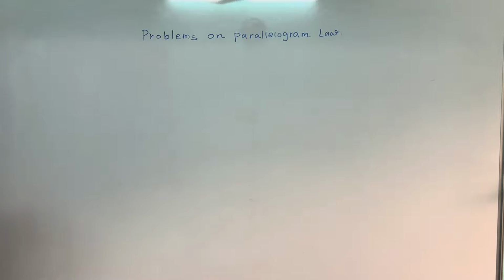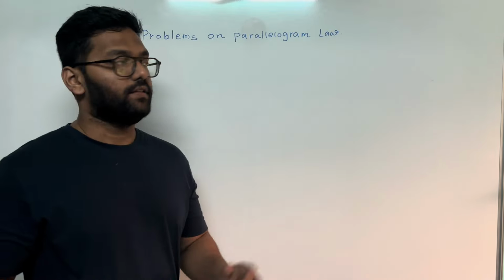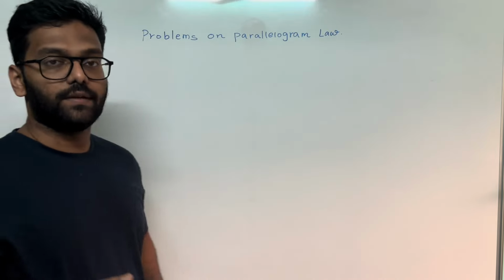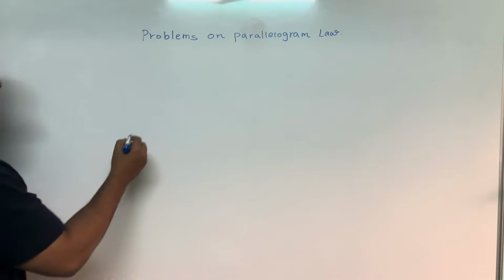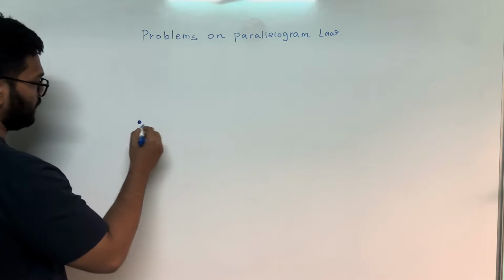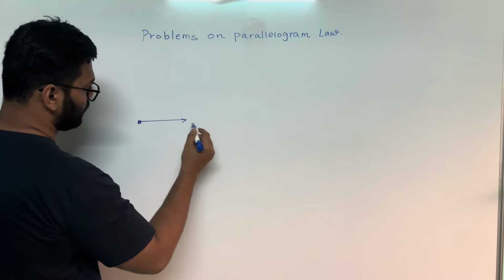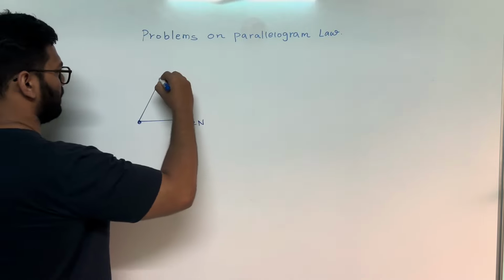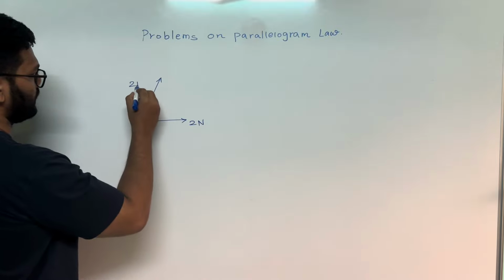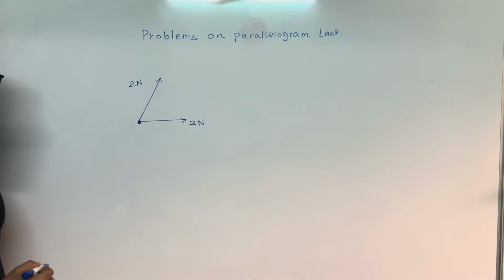In the previous video, we talked about the parallelogram law of vector addition. In this video, we are going to see some problems based on the parallelogram law of vector addition. Let's say there is an object and we apply a force of 2 Newton in this direction, and then we apply another force of 2 Newton simultaneously in this direction.